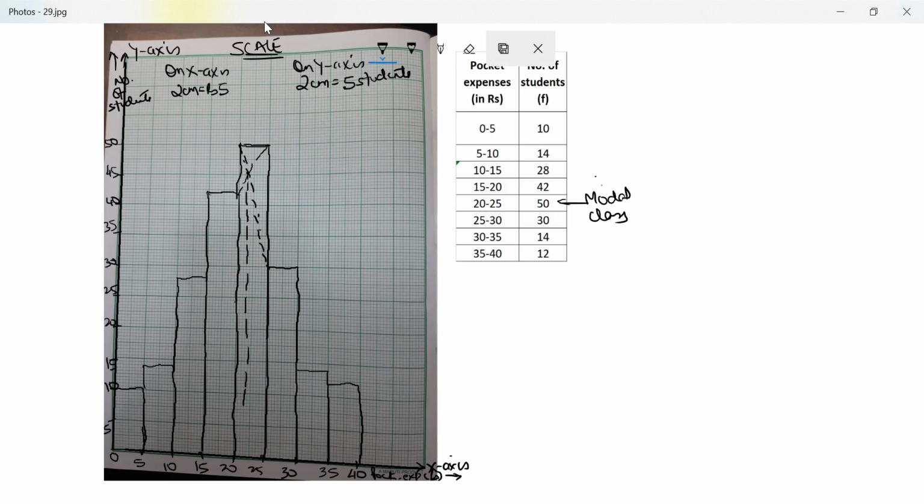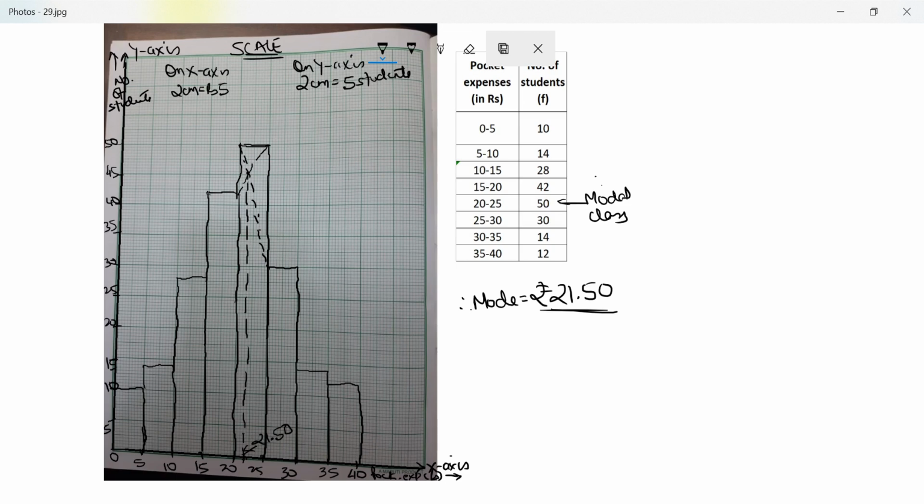This is the third small line after 20. So this number, which is three lines after 20, will be 21.5. Why the zero? Because we are talking about money here. Therefore, mode is equal to rupees 21.50, because money you need to write in two decimal places.